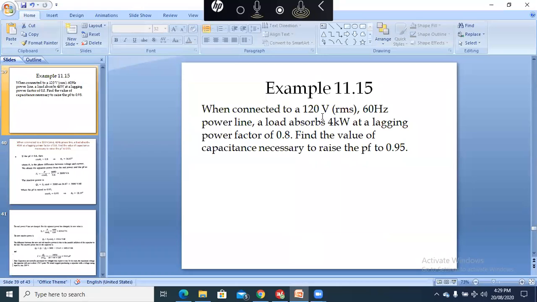So we have the RMS voltage of the network as 120 volt, and the frequency of the power line network is 60 hertz, and the load absorbs 4000 watt at a lagging power factor of 0.8. So we want to improve the power factor of the load to 0.95. What value of capacitor do we need to install?